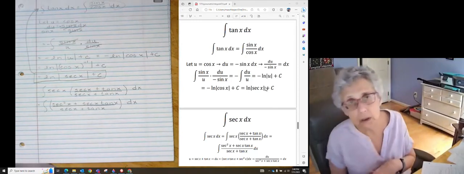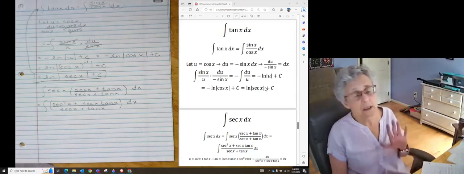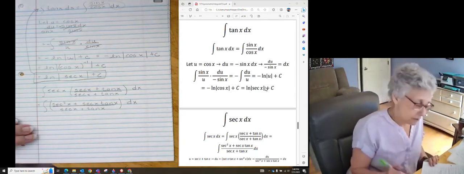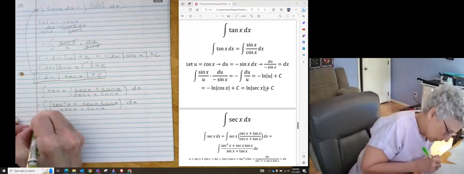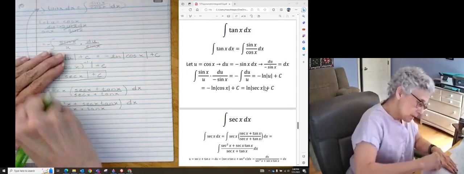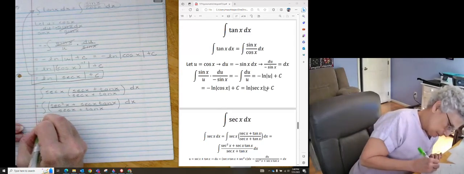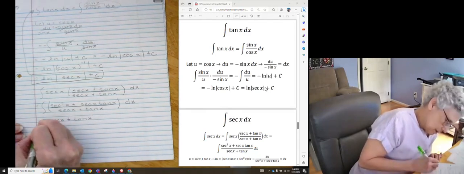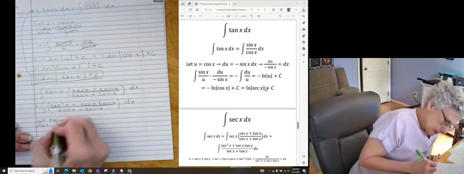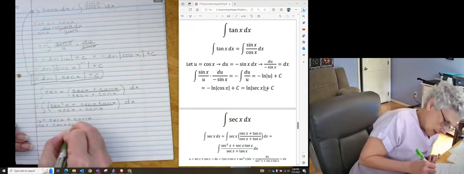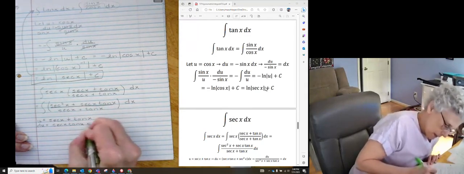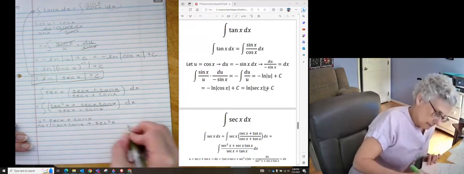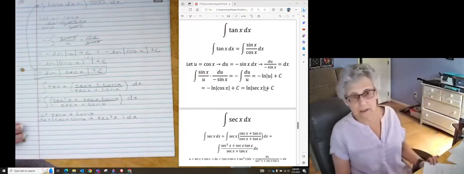I wouldn't have expected you to come up with this idea all on your own. It doesn't just jump out and say, do this. This is something that somebody figured out and we all just said, hey, good for you. We're going to use that. So let's let u be equal to this denominator. Then du would be equal to derivative of secant, which is secant x tangent x. Hey, that's right there. Plus the derivative of tangent, which is secant squared of x dx.